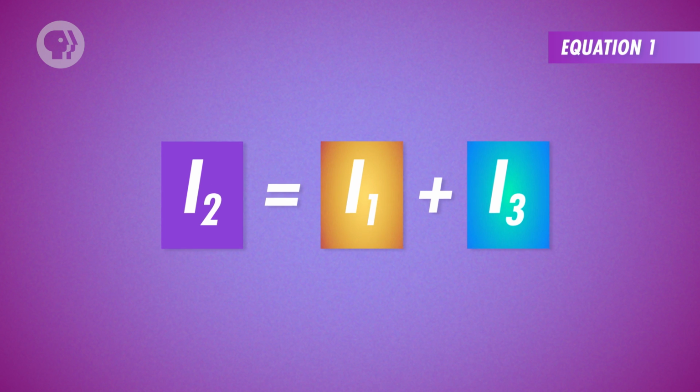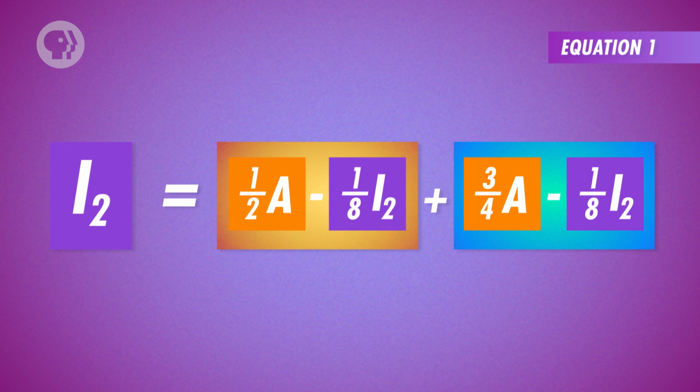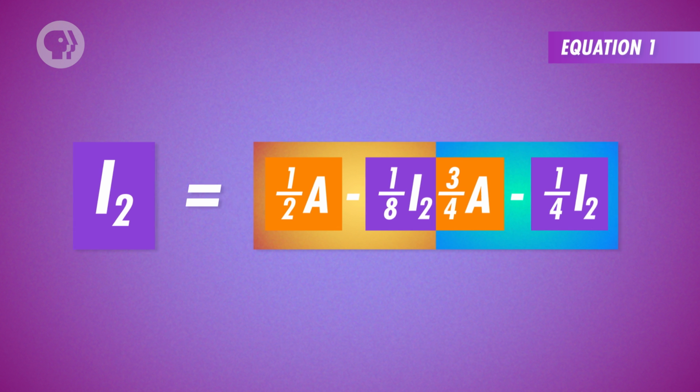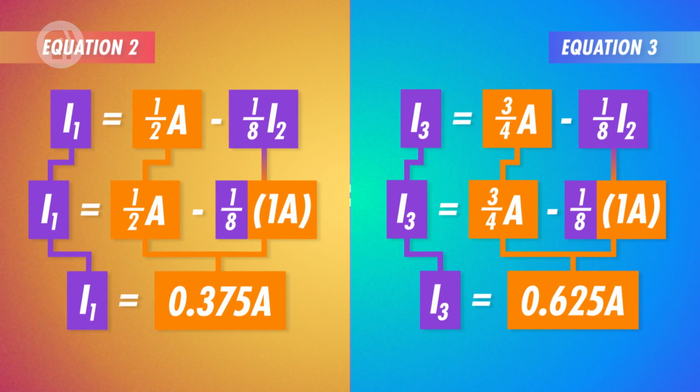So let's first revisit equation 1 and replace I1 and I3 with equations 2 and 3. Now you have an equation entirely in terms of I2, which you can solve to find that I2 is equal to 1 ampere. Once you have this value, you can easily solve equations 2 and 3 by substituting in the new I2 solution. And there you go.